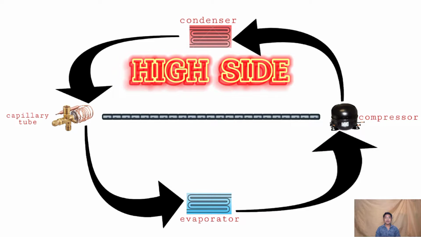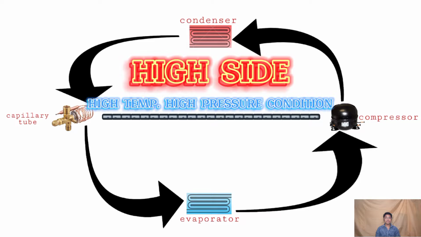So the high side naman, it's the part of the cycle where the refrigerant flows in high temperature and high pressure condition. Kabaliktaran siya ng sa low side. So as you can see, it starts from the compressor, then compressor to condenser, then before entering the capillary tube.